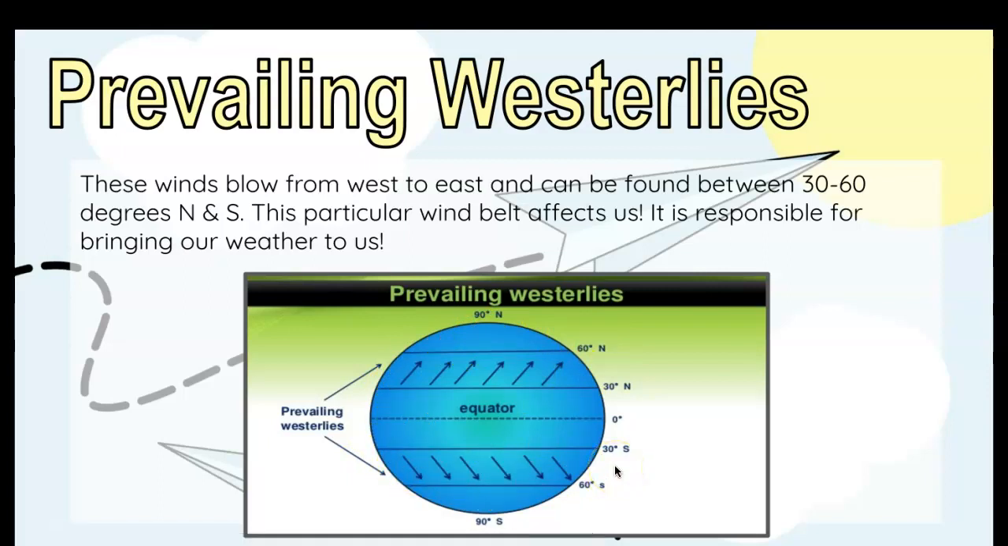And this is the specific wind belt that brings us our weather. Okay, this specifically affects us where we are in the United States. The prevailing westerlies are the winds that bring us our weather.